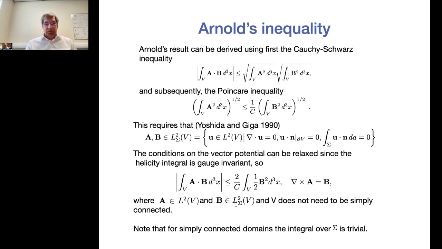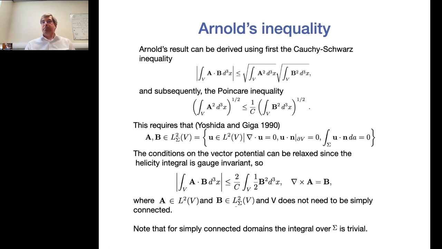So in order to find whether we can generalize this inequality for more typical domains, I go back and look at how we derived the inequality in the first place. This is a combination of applying first the Cauchy-Schwarz inequality and then subsequently the Poincaré inequality.